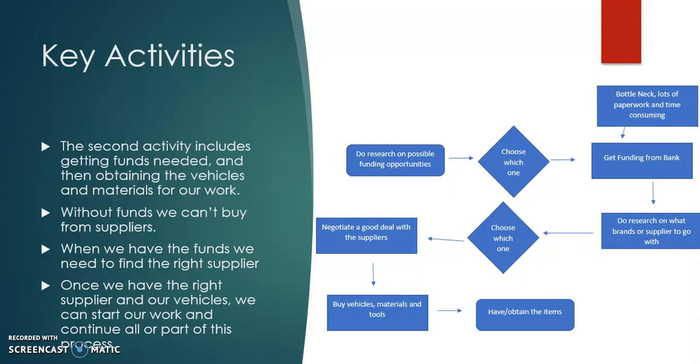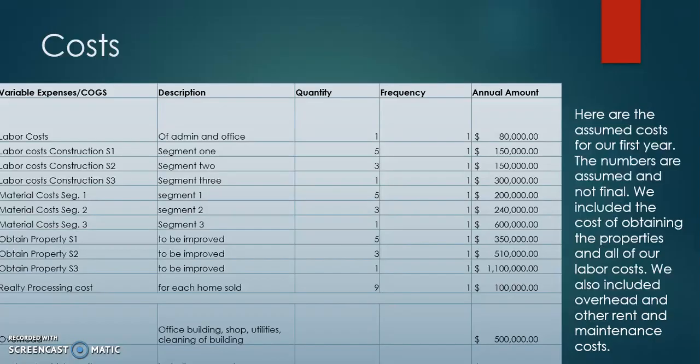Do research on the possible funding opportunities. Then we got to choose one. Then we get funding from the bank. Then we do research on what brand or supplier to go with. Then we choose which one. Then we negotiate a good deal with the suppliers. Then we buy the vehicles, materials, and tools. And then we obtain the items. And so that process applies for a whole lot of different situations.